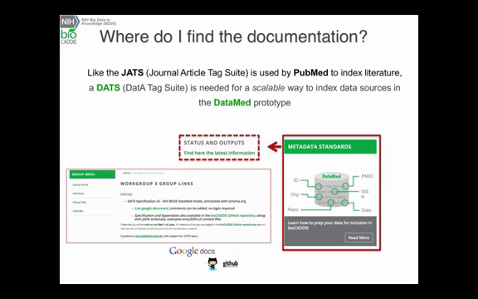Let me start by saying what DATS stands for. The reason why we chose this name for the model is because DataMed has to do for data what PubMed has done for literature. In PubMed, in order to be indexed, journals provide a JATS file, which is a Journal Article Tag Suite. And similarly, we can think of databases providing a Data Tag Suite in order to have a scalable way to start indexing the different sources in the prototype.